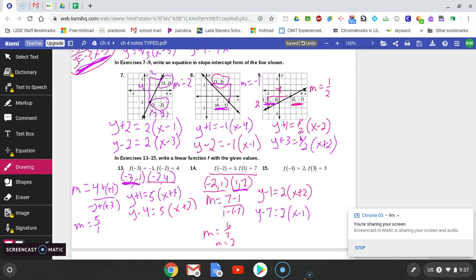So take a second, summarize how you use point slope form, circle anything that you have questions on, or star it so that tomorrow in class you can make sure and ask those questions.